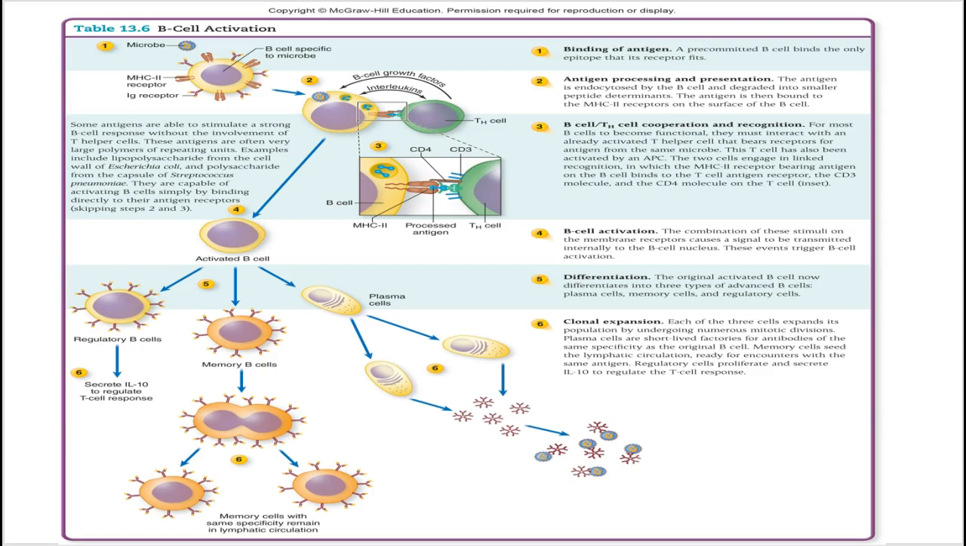That T helper cell is going to recognize that presented antigen on the B cell, and then we're going to have some interleukins and some cytokines that are going to be released that are going to stimulate B cell activation. Once the B cell has been activated by the T helper cell, then that B cell can begin to differentiate.